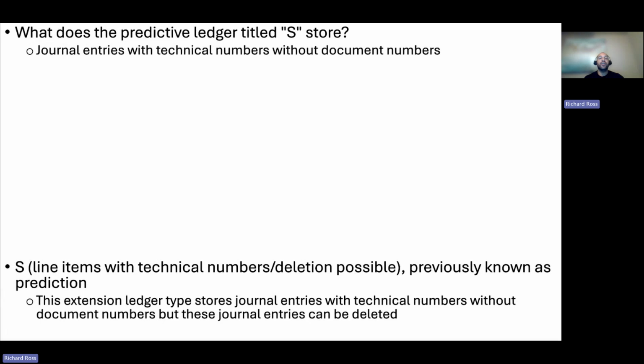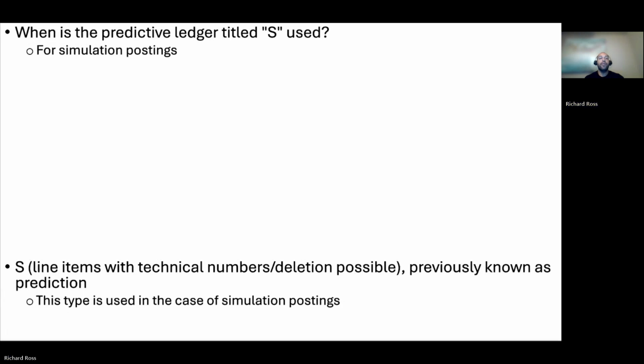What does the predictive ledger titled S store? Journal entries with technical numbers without document numbers. When is the predictive ledger titled S used? For simulation postings.